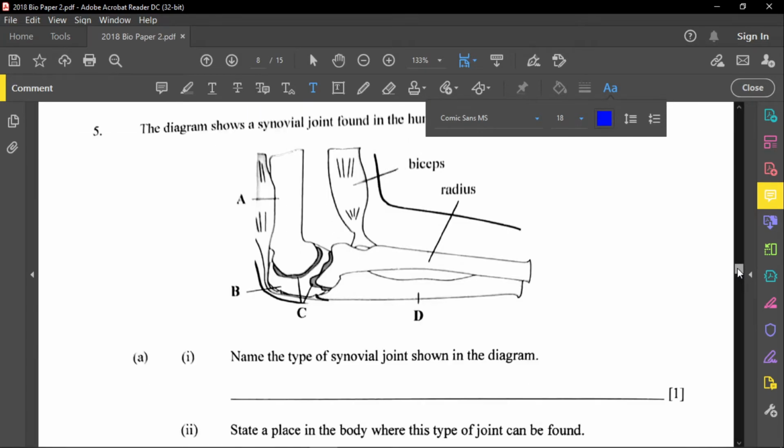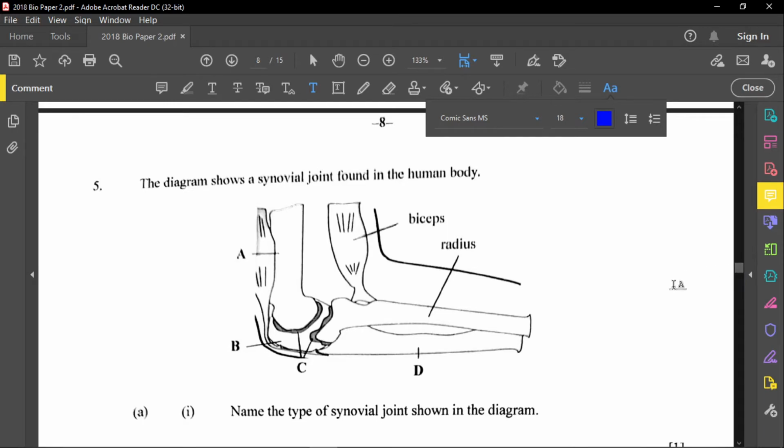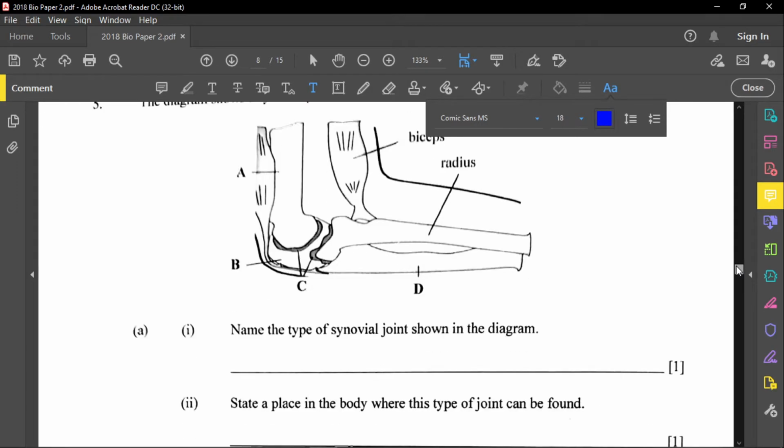All right, question number 5. We will finish soon. So let's progress with this. In this question, the diagram shows a synovial joint found in the human body. In this synovial joint we have a number of parts, which we're going to label afterwards. But let's see what's happening here. It says to name the type of synovial joint shown in the diagram.